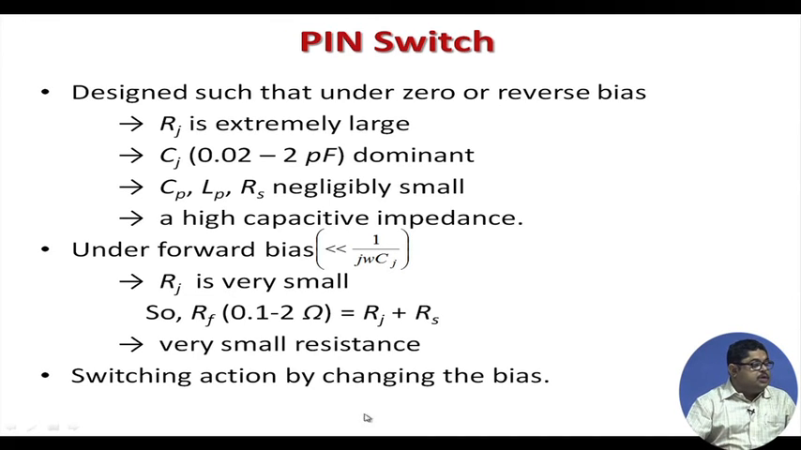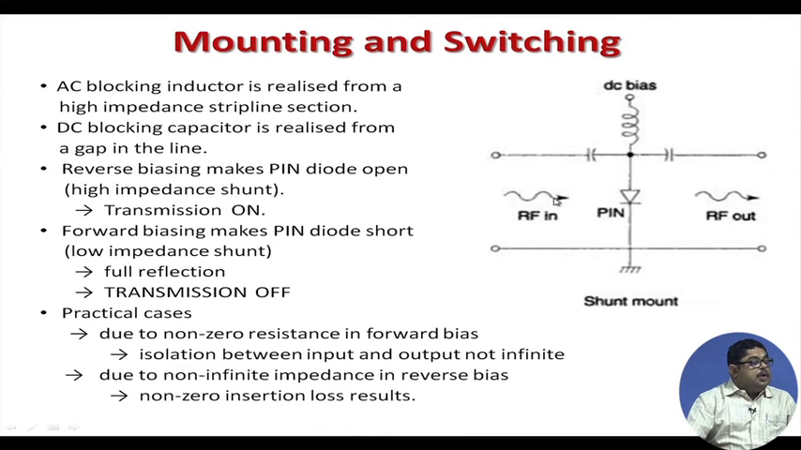So, switching action by changing the bias. It has two states: either you have an open circuit or a short circuit in the switching. In the forward bias, you get a short circuit; in the reverse bias, you get an open circuit.